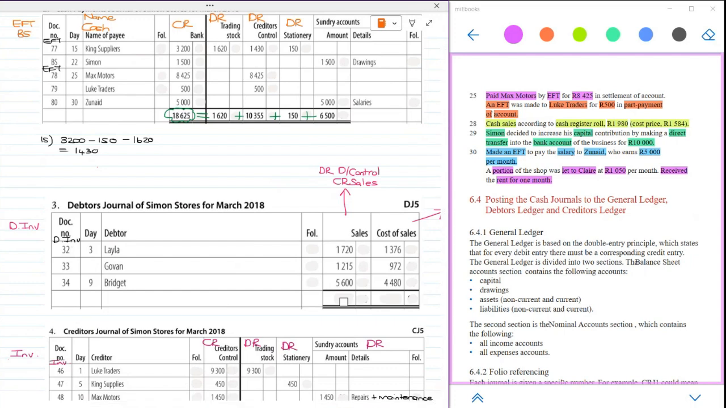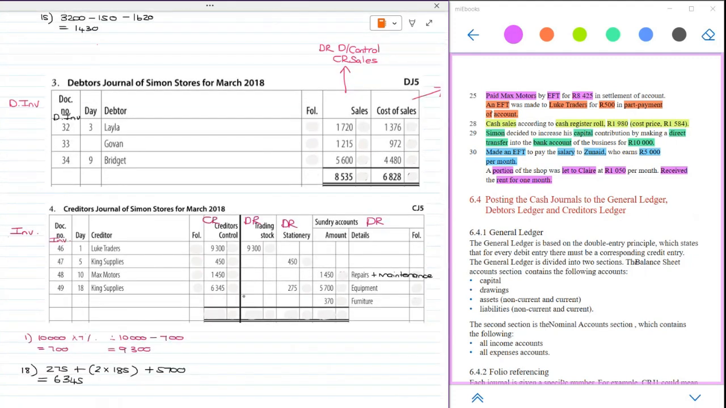Debtors journal, so we only have two columns. We simply add those three amounts together, and then my CJ, we add our amounts together. Right, but in the CJ, we had one credit, the rest were debit. So again, debit side is always equal to your credit side. So the total of my creditors control will be equal to all the debits added together.